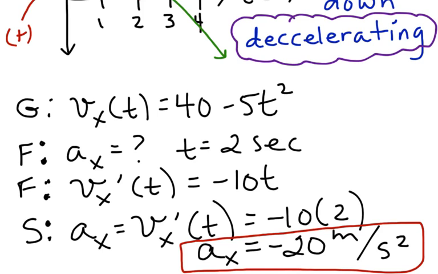Now in this case, this is still happening at 2 seconds. And since this is happening at 2 seconds, we can say that the velocity is positive, and therefore the negative means the object is slowing down.